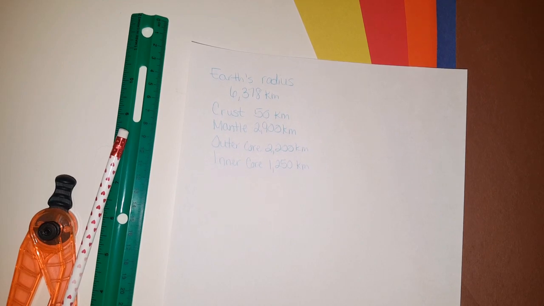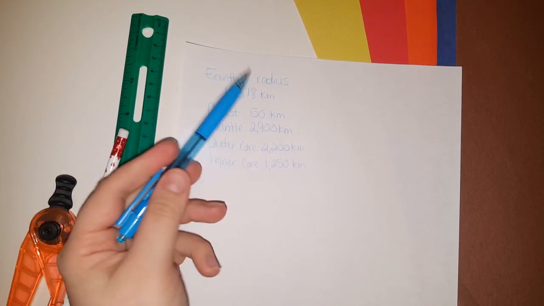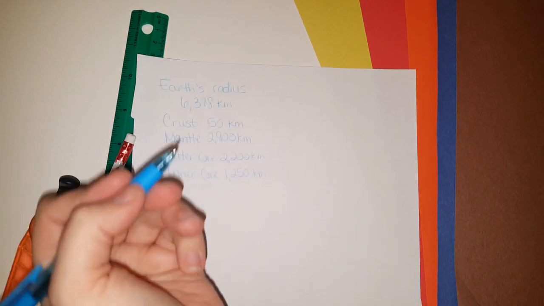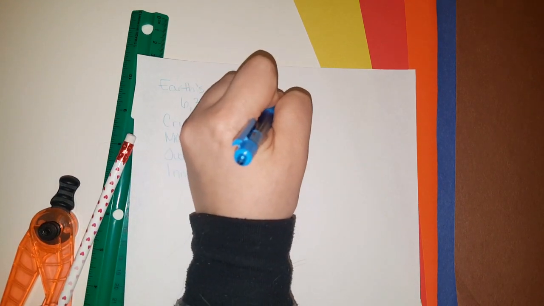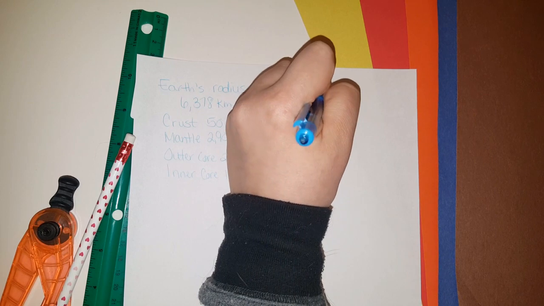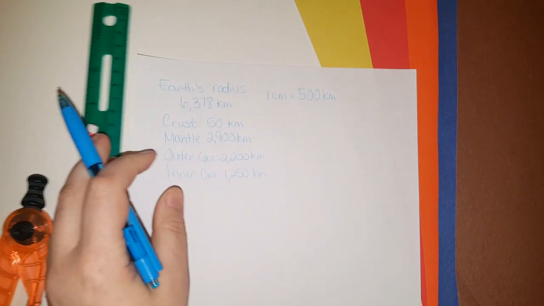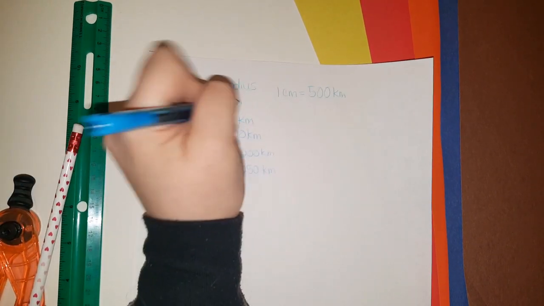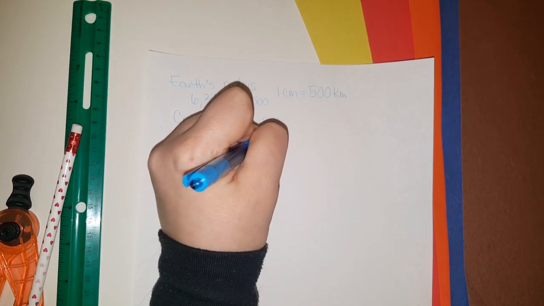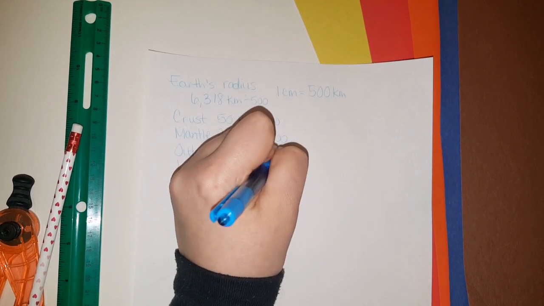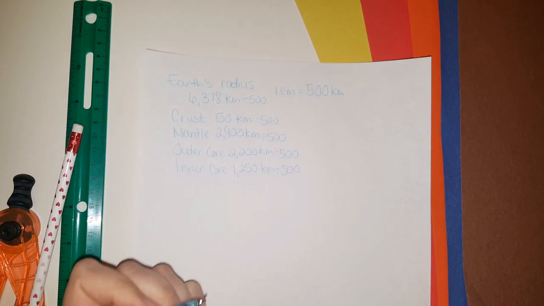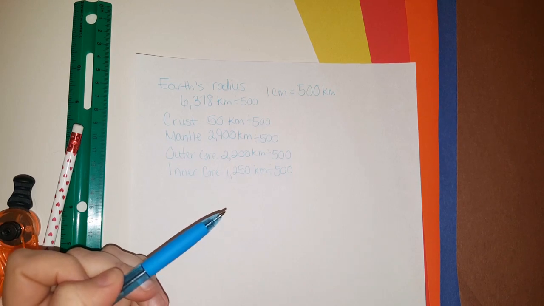Now, to make a scale model of the Earth's layers, we obviously need to scale it down because we cannot make anything as big as these measurements. So we are going to use the scale that 1 centimeter equals 500 kilometers. So you are going to have to do some math and take these amounts and divide them by 500 to get the amount in centimeters that you are going to be using for the thickness of these layers. Now, I'm not going to give that to you because that's part of your assignment, but this is how you're going to set it up.